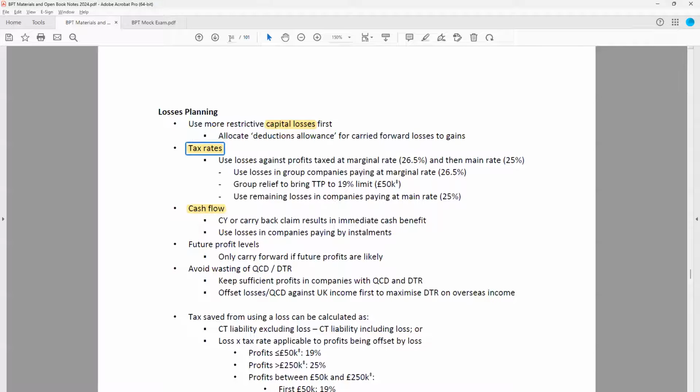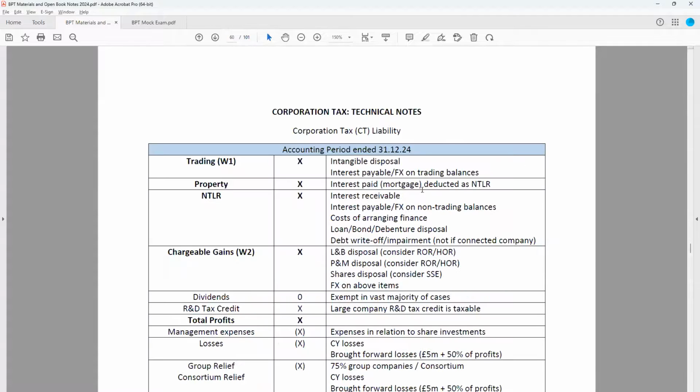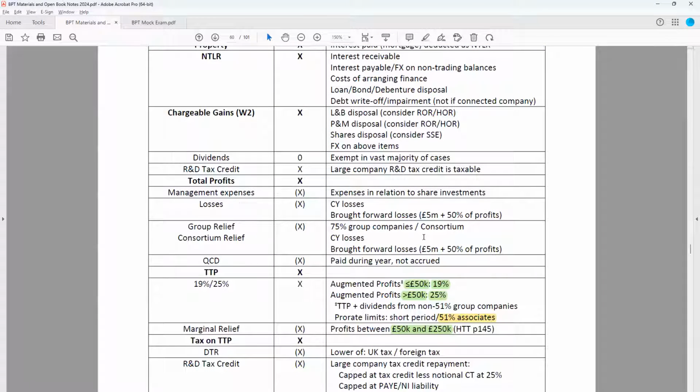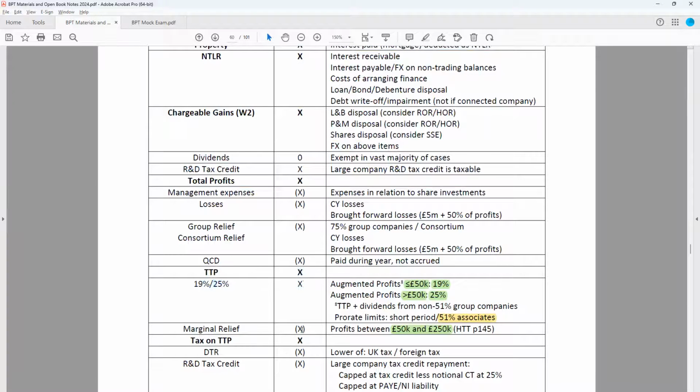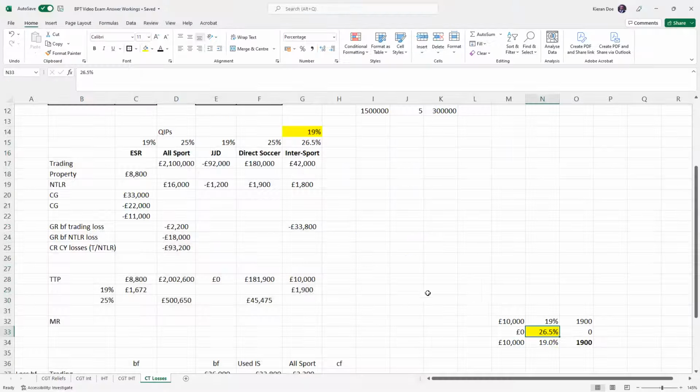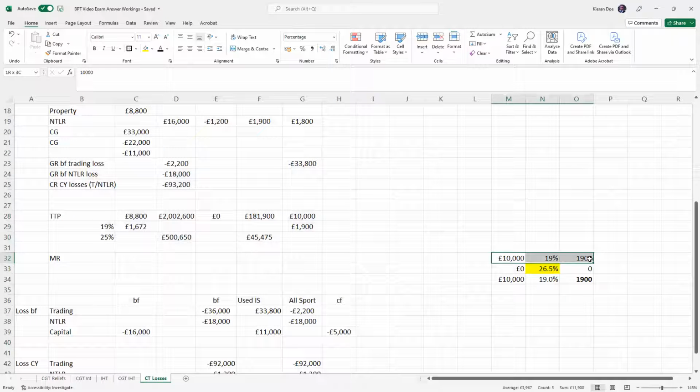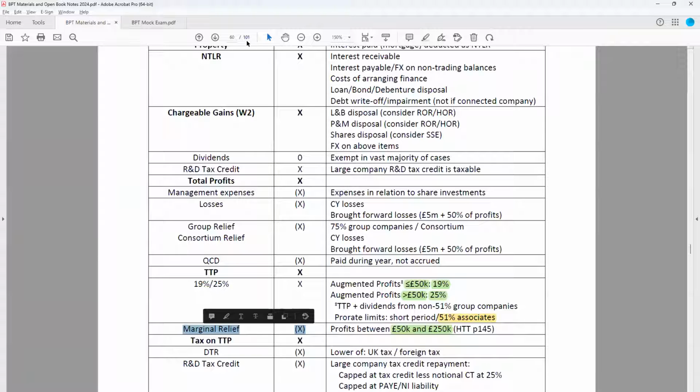Because on the face of it, you're probably looking at tax rates of 19% and 25%. There is no formal 26.5% rate, but it's just the way the marginal relief works. Tax at 25%, but then they get a bit of a deduction. So the way that effectively works is the first 10K at 19%, and then up to the upper limit, at 26.5%. So therefore, target those profits first.